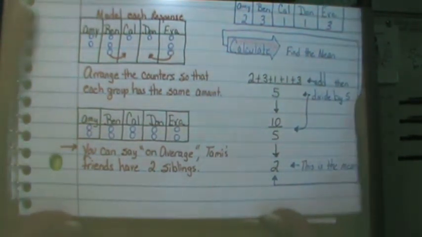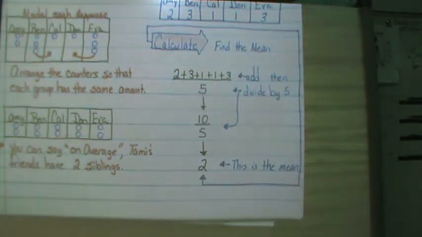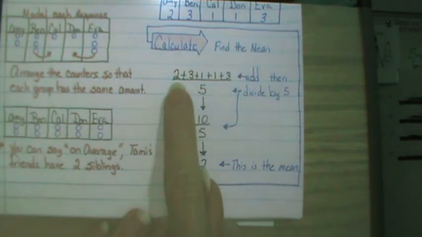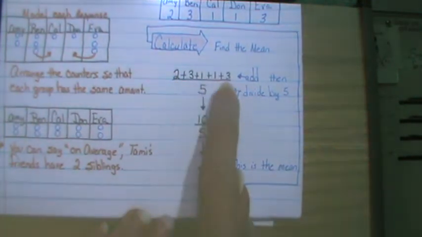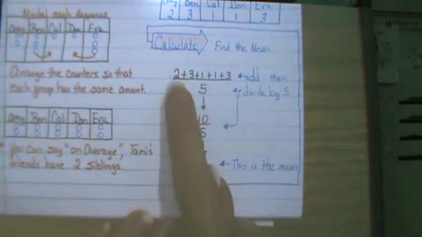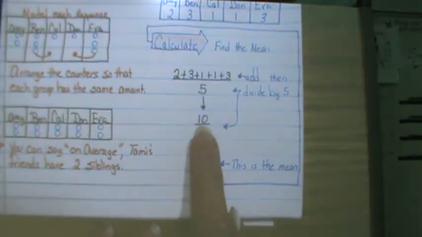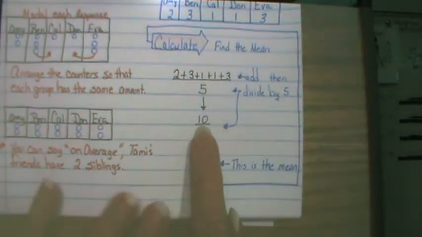Well, that's great for modeling, but we're in 6th grade now. We need to know how to calculate that. So here are the pieces of data. There's Amy, Ben, Cal, Dawn, and Ava, and we're going to add all of those together. When you add 2 plus 3 plus 1 plus 1 plus 3, you get 10. And how many pieces of data did you have?